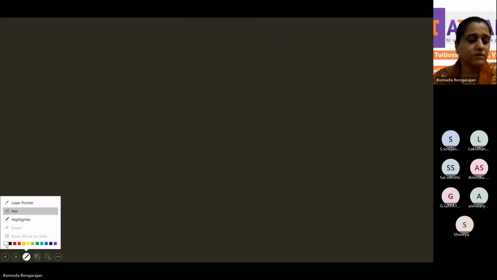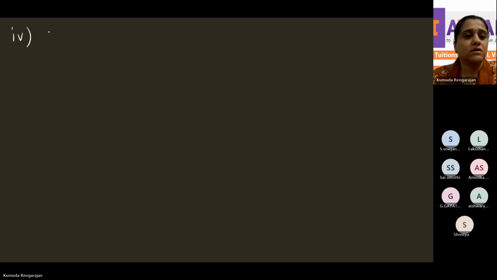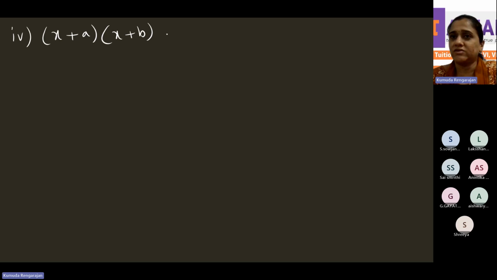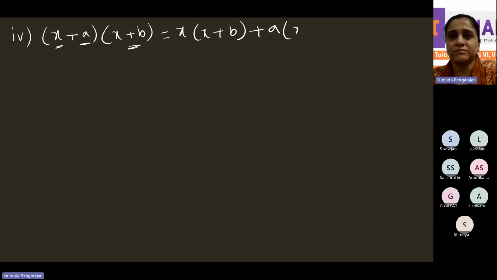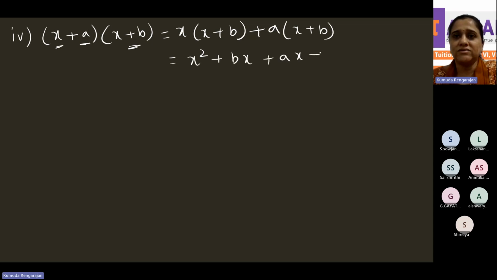And finally, we have (x plus a) into (x plus b). So how will we find this product? The first term x multiplied with the second bracket x plus b. The second term plus a multiplied with the second bracket x plus b. So x into x, x squared, plus bx plus ax plus ab.